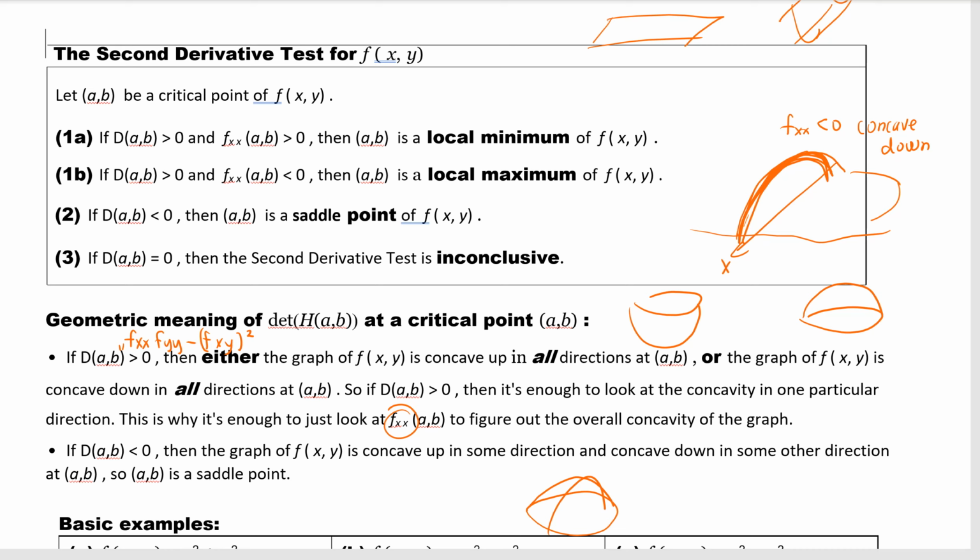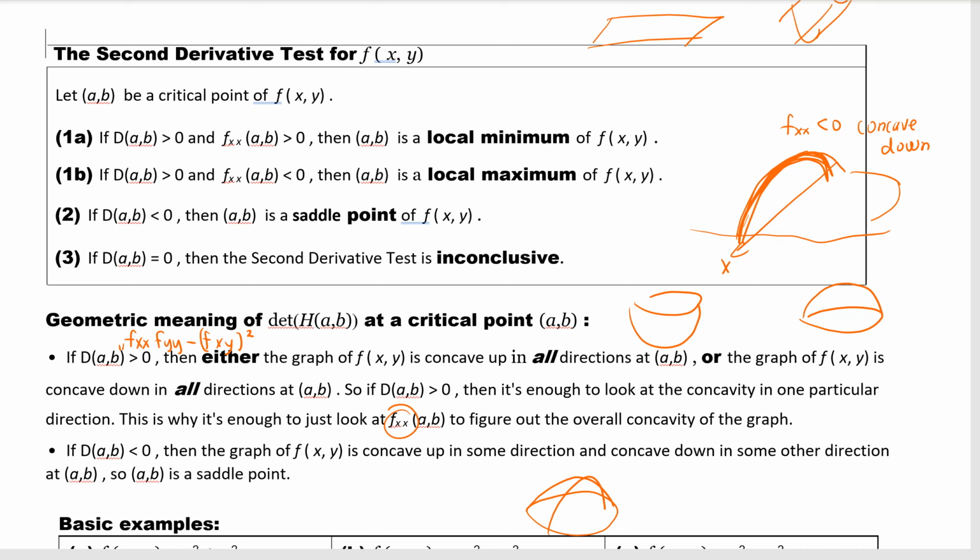If it's positive, then the bowl is opening up. We have a local minimum. Okay, if fxx is negative, then the bowl is opening down. Then we have a local maximum. If D is negative, the concavity in different directions is different. Some directions concave up, some directions concave down. So we have a saddle point.